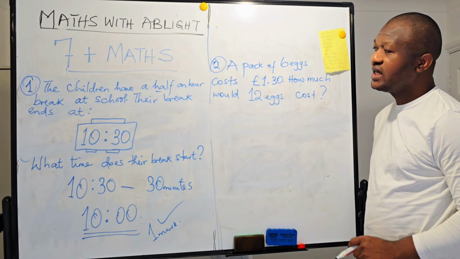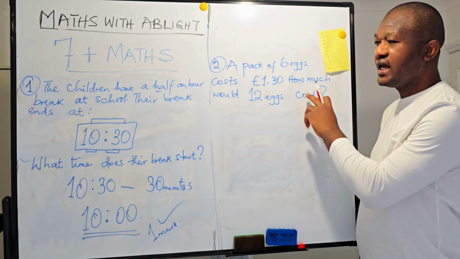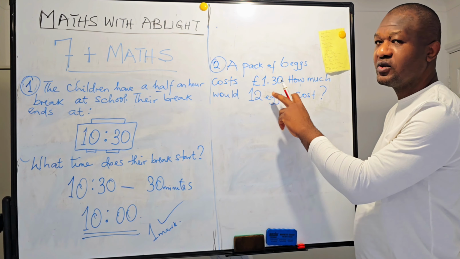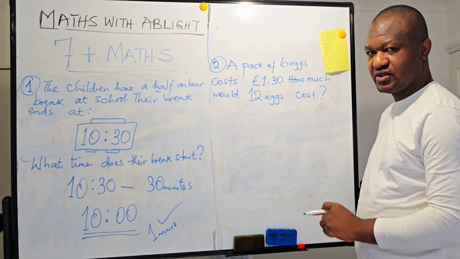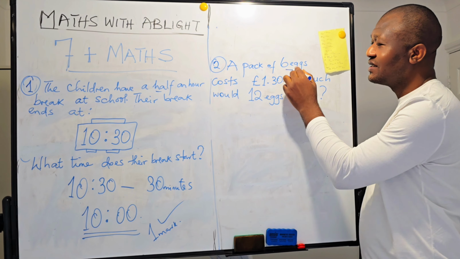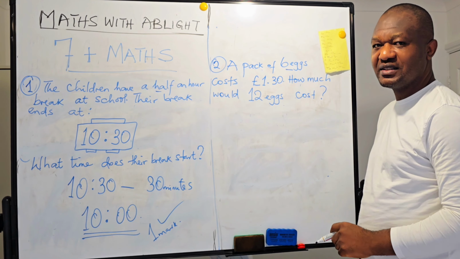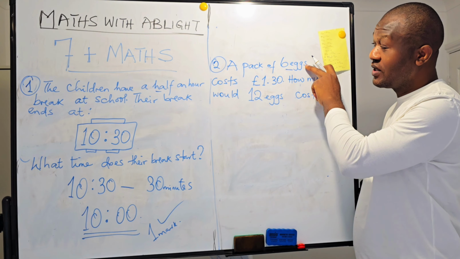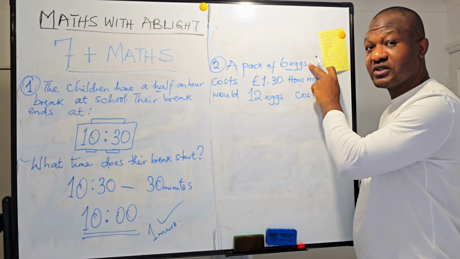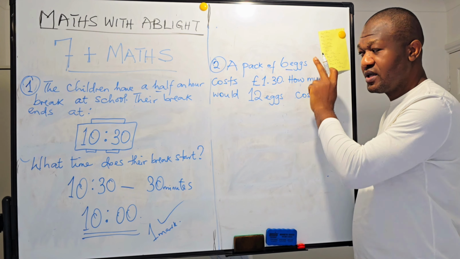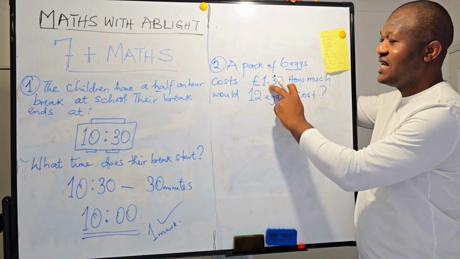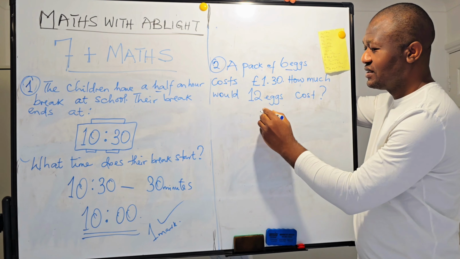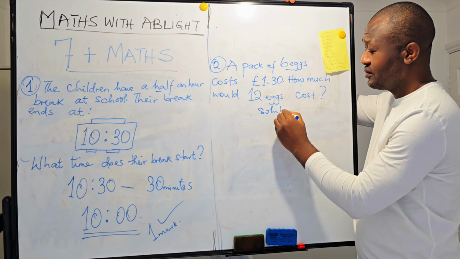The next question says a pack of 6 eggs costs £1.30. How much would 12 eggs cost? 6 eggs would cost £1.30. To get 12 eggs, it means 6 eggs multiplied by 2. That was what gave 12 eggs. Then how do you get the amount to buy 12 eggs? It is simple.